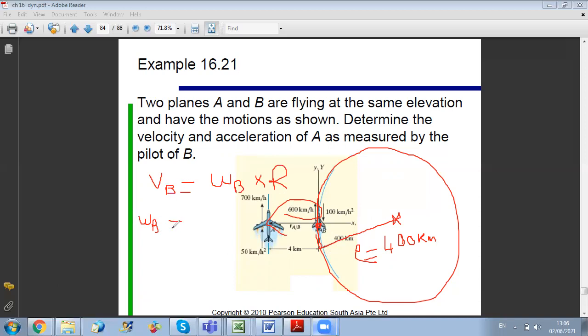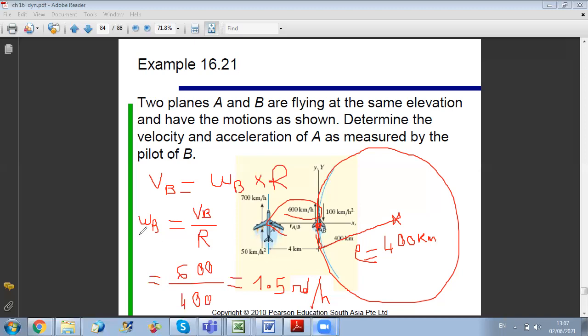So omega B is VB over R. Here the velocity is 600 over 400. So the result will be equal to 1.5 radians per hour. Okay, so we can keep all units per hour, it's fine in this case.